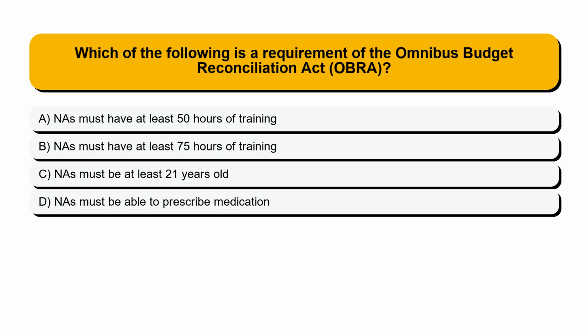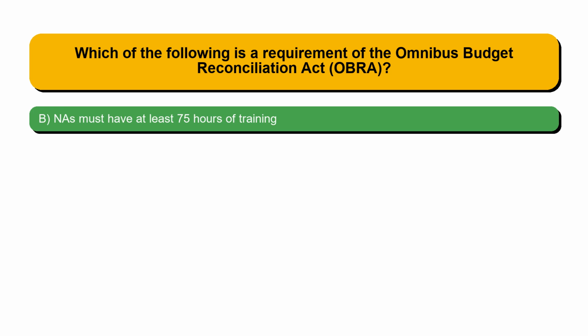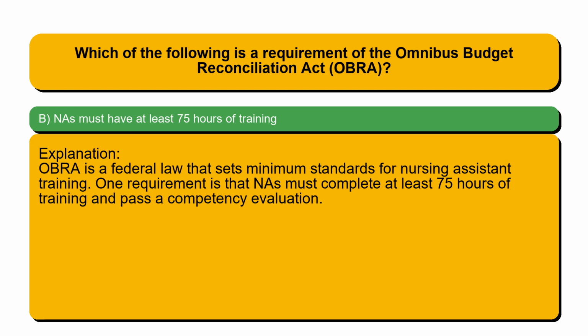Question 57. Which of the following is a requirement of the Omnibus Budget Reconciliation Act, OBRA? Option A, NAS must have at least 50 hours of training. Option B, NAS must have at least 75 hours of training. Option C, NAS must be at least 21 years old. Option D, NAS must be able to prescribe medication. The correct answer is option B, NAS must have at least 75 hours of training. OBRA is a federal law that sets minimum standards for nursing assistant training. One requirement is that NAS must complete at least 75 hours of training and pass a competency evaluation.